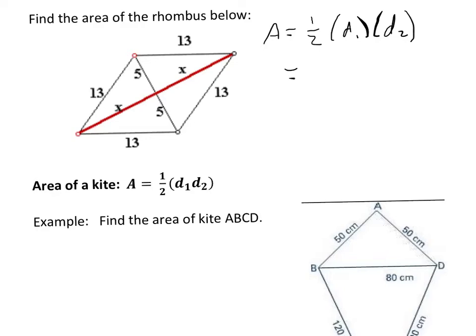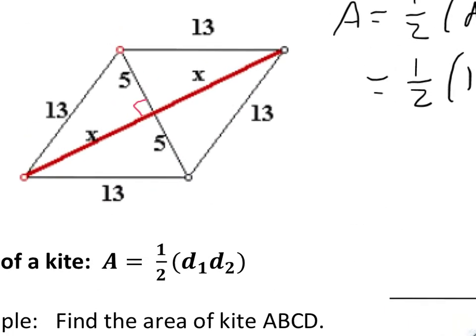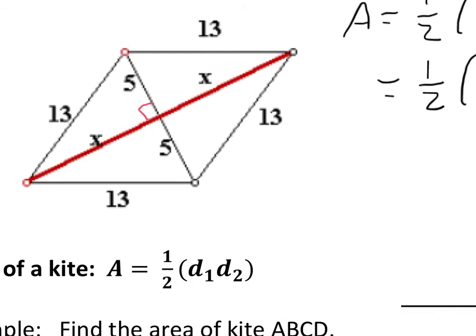Problem here, though, is that you have one diagonal, 5 and 5 is 10, but you do not know the other. But if you understand the properties of the diagonals in a rhombus, the diagonals bisect each other and they create a right angle. So if we focus on this picture, we create a right triangle with two sides known.